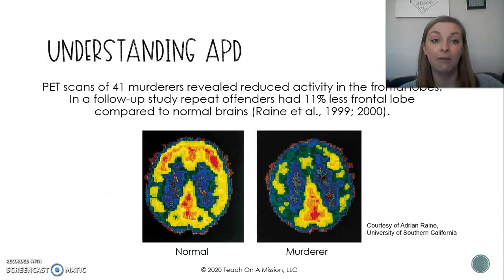We have done some studies of murderers and trying to see how their brain is different. So PET scans of 41 murderers revealed a reduced activity in the frontal lobe. Remember, our frontal lobe controls that impulsivity. And so if we have reduced activity there, you're going to be more impulsive. A follow-up study showed repeat offenders had 11% less frontal lobe activity compared to normal brains. So that's 11% more impulsive than normal brains.